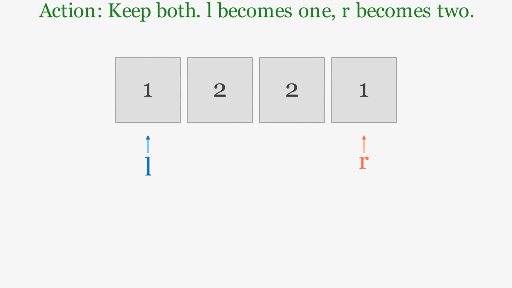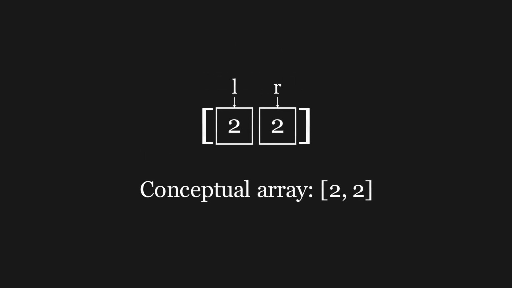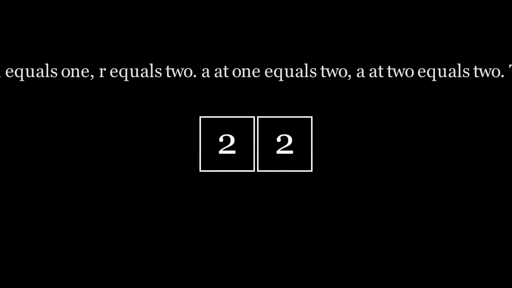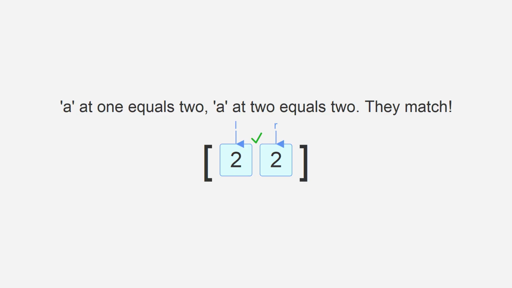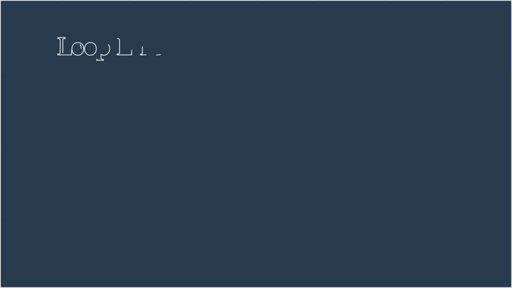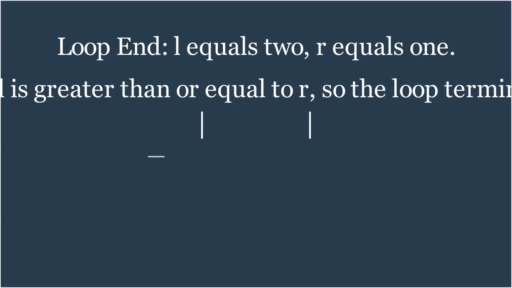Iteration 2: L equals 0, R equals 3. A at 0 equals 1, A at 3 equals 1, they match. Action: keep both, L becomes 1, R becomes 2. Conceptual array: 2, 2. Iteration 3: L equals 1, R equals 2. A at 1 equals 2, A at 2 equals 2, they match. Action: keep both, L becomes 2, R becomes 1. Conceptual array: empty. Loop end, L equals 2, R equals 1.